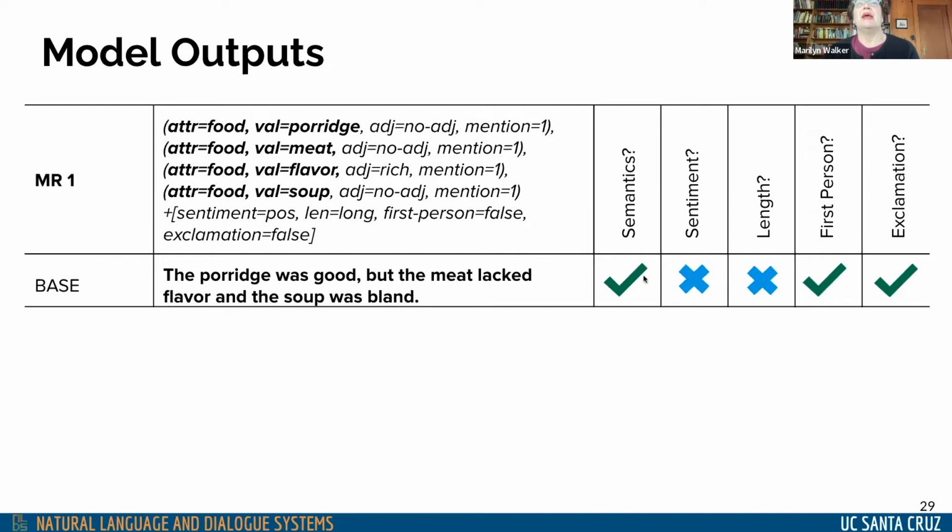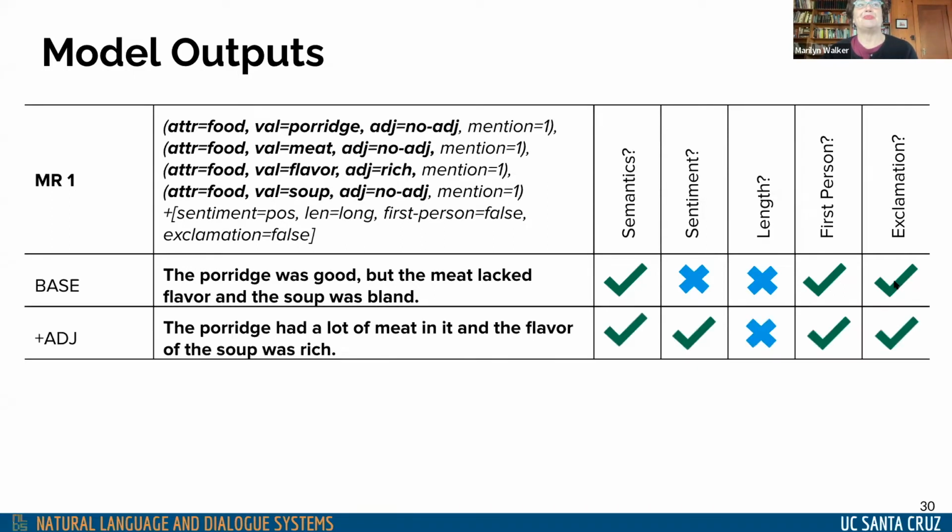And you get the semantics right. It actually mentions the porridge, the meat, and the flavor and the soup, but it doesn't get the sentiment right because it wasn't told to control the sentiment. It doesn't get the length right. It didn't get any information about what length it was trying to achieve. It does by accident get the first person right, and it does by accident get the exclamation right.